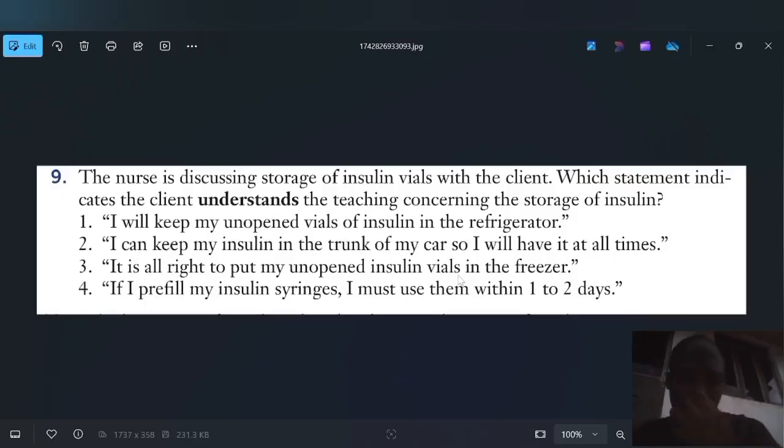So you can literally use them within 1 month, alright? 1 to 2 weeks, you can definitely use them. Whereas number 4 said, if I pre-fill them, I must use them within 1 to 2 days. No, you can even use them for 1 month, alright? So, the best answer was number 1. Let's look at number 2. I can keep my insulin in the trunk of my car. No. High temperatures do spoil the potency of what? Of insulin. So throw that out. So the best answer was number 1.